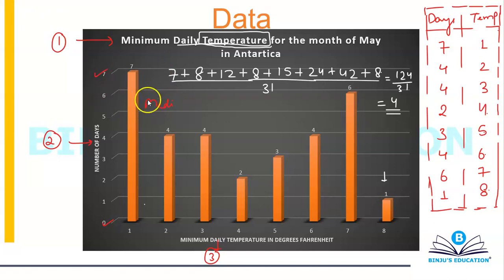let me change the color, it doesn't go with this. So my median term will be 31 plus 1 by 2, which is like the 16th term. So 16th term, whether ascending or in descending order, will be your median. So let's see where the 16th term will be.